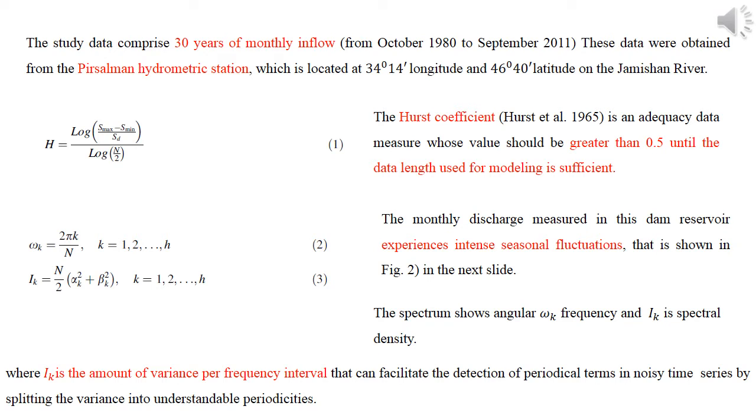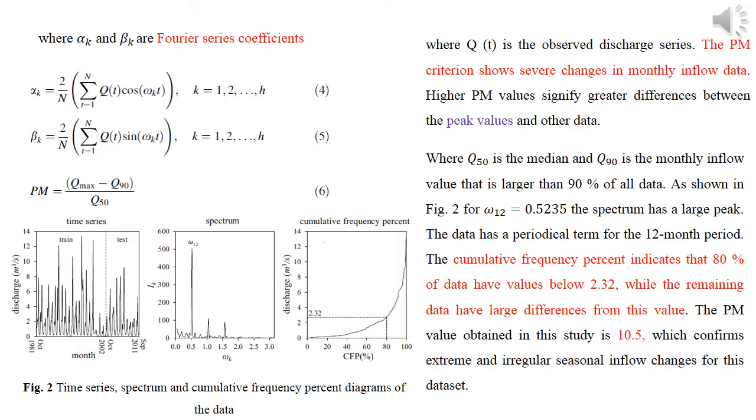The monthly discharge measured in the dam reservoir experiences intense seasonal fluctuation. Omega equals 2 pi k, this is the frequency, and Ik is the spectral density. Ik is the amount of variance per frequency interval, which can facilitate the detection of periodical terms in a noisy time series by splitting the variance into underlying periodicities. Alpha k and beta k are the Fourier series coefficients from the previous equation, and the PM criterion shows the severe change in the monthly inflow data. That PM can be calculated from equation 6.